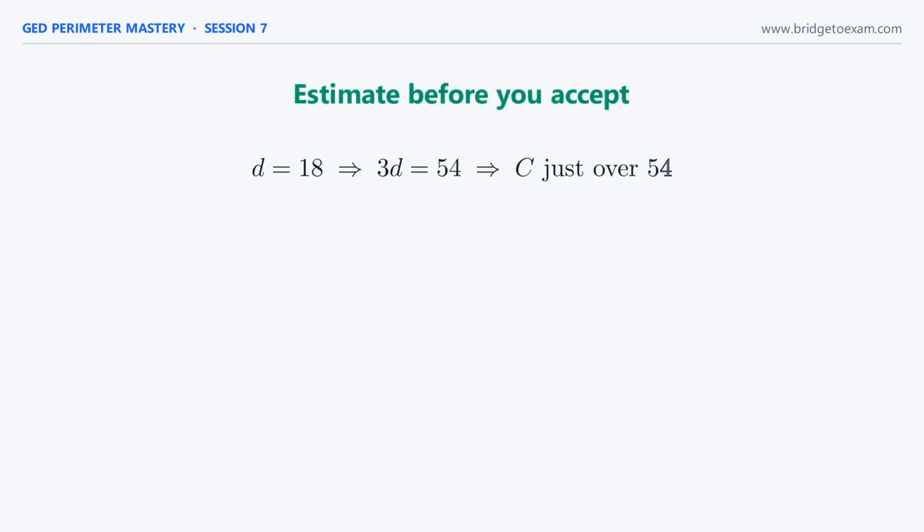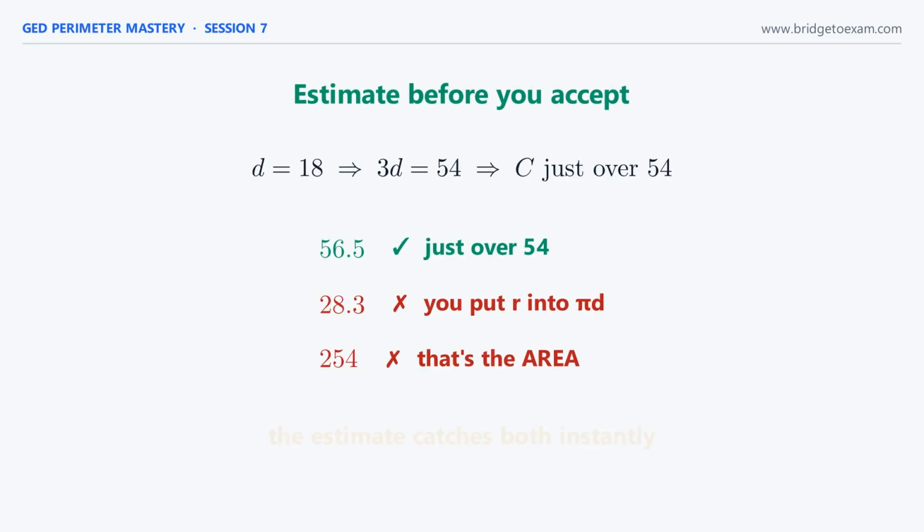And always estimate before you accept an answer. For diameter 18, 3 diameters is 54. So the answer should land a little above 54. 56.5 does. But watch what the wrong answers look like. Around 28 means you put a radius into pi d. Around 254 means you calculated area. The estimate catches both instantly.